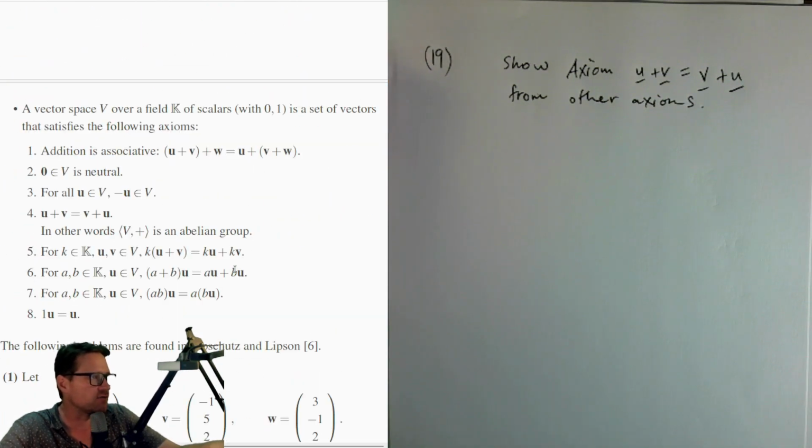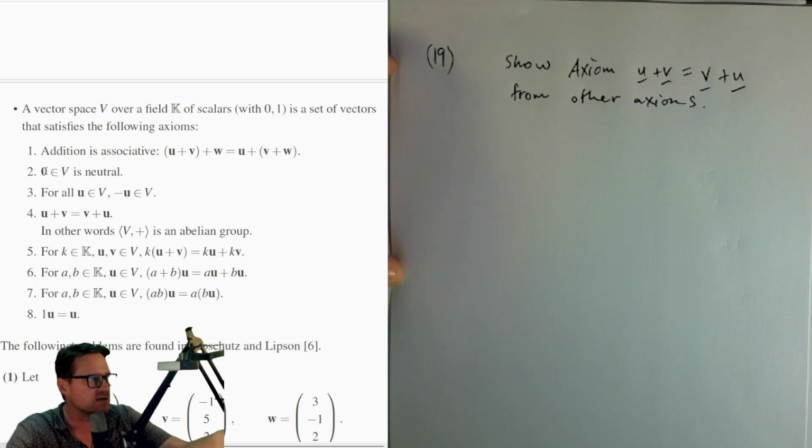A vector space V over scalar field K, with 0 and 1 in that scalar field, is a set of vectors that satisfies the following axioms. Associativity; the vector 0 is in it, which is neutral. For all u in the vector space V, minus u is in V. This is the one we're trying to show. And then we have 5 through 8, which include scalar multiplication.